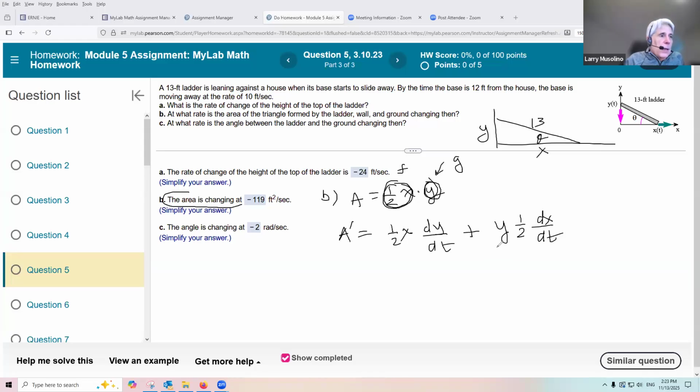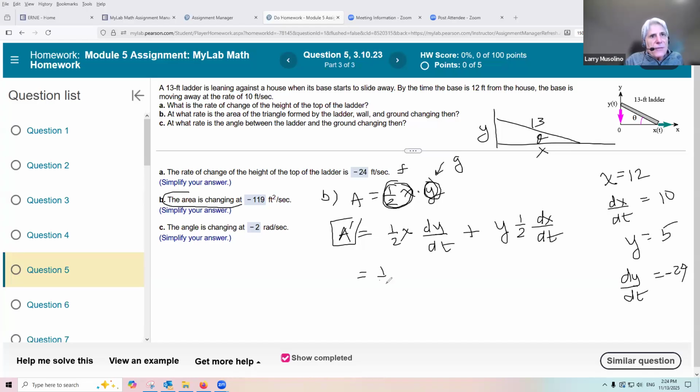All right. And remember, in this case, we're trying to find this rate of change of A. That's the unknown quantity. Let's see if we have everything we need to plug in. We know the x value was, what was the x value again? 12. dx/dt, that was given to us as 10. We figured out the y value a few minutes ago. It was 5. We also figured out dy/dt, that was negative 24. That was from part A of the question. So I think we have everything we need to plug in here.